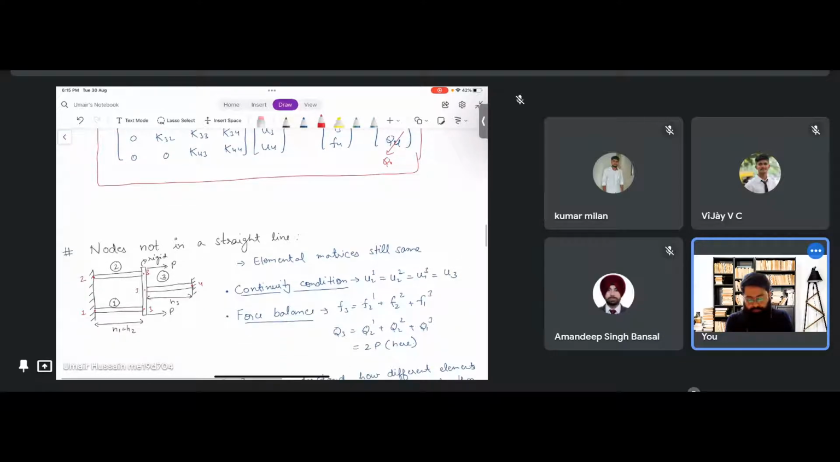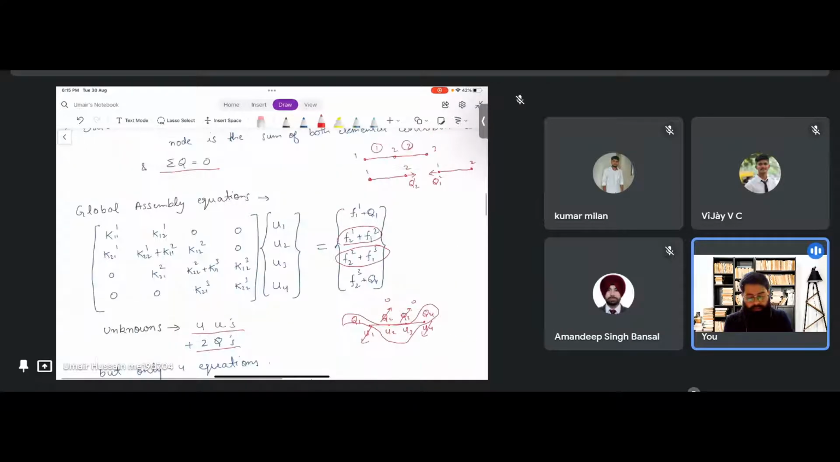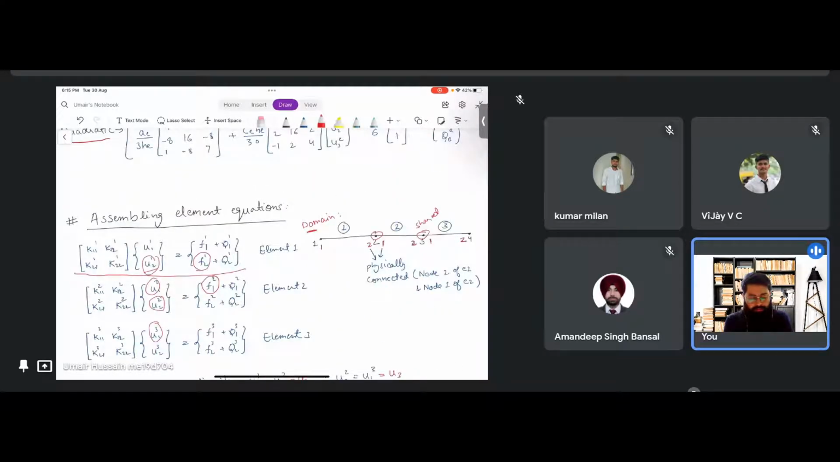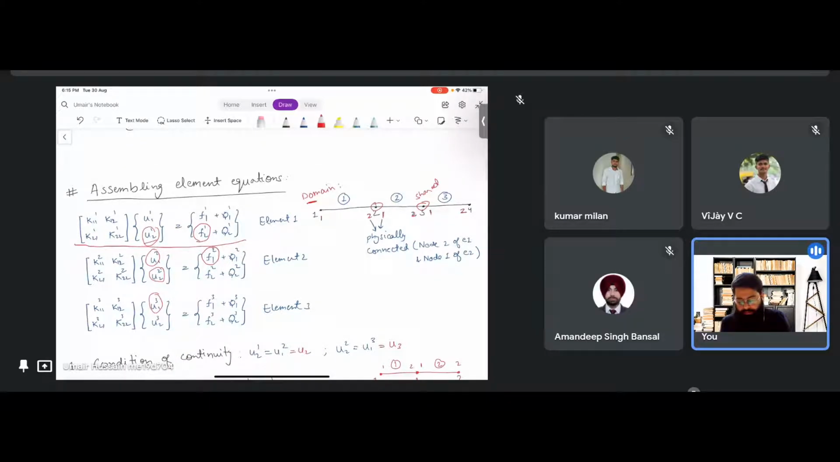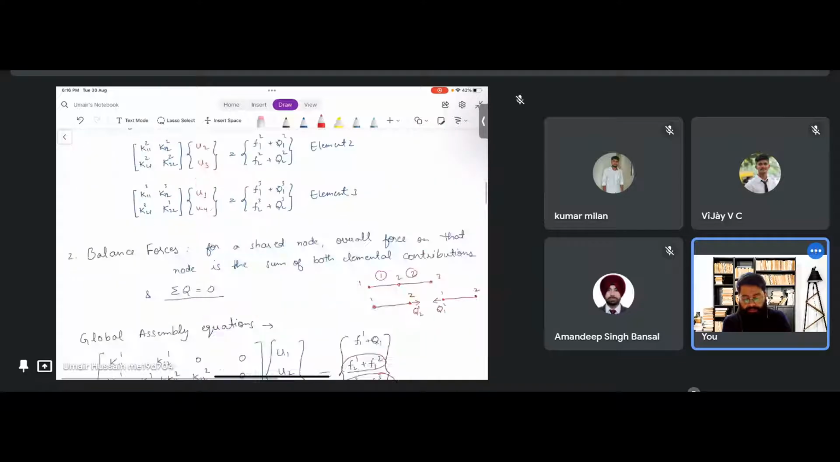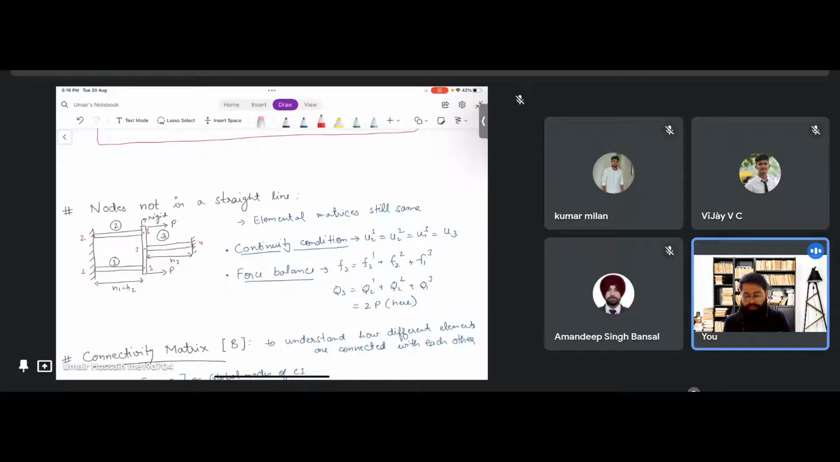Okay, so there's one more condition we discussed. Like in the earlier discretization here, the nodes were coming in sequence. We had two after one, three after two, and four after three. So it's easier, as the neighboring nodes follow continuity for each elemental contribution. But this wouldn't be so trivial in cases where the nodes are not in a straight line.